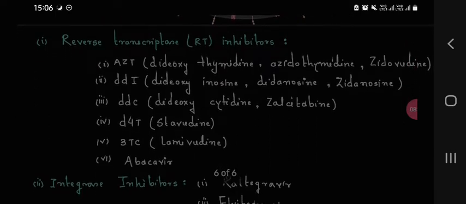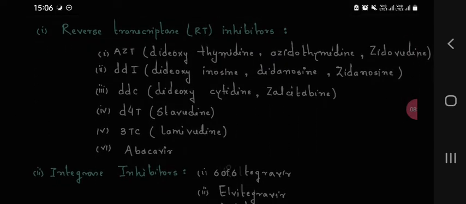Reverse transcriptase inhibitors: AZT, azidothymidine, zidovudine; DDI, dideoxyinosine, didanosine; DDC, dideoxycytidine, zalcitabine; D4T, stavudine; 3TC, lamivudine; abacavir; zidovudine.